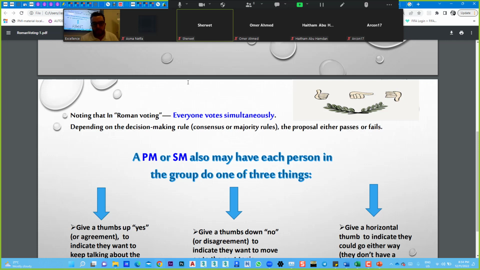A PM or Scrum Master may have each person in the group select one of three decisions. Either it will be yes, meaning agreed on the subject, the agreement, or the proposal, depending on the topic, or a thumbs down, meaning no or disagreed, or if someone doesn't have a clear vision, a horizontal thumb.